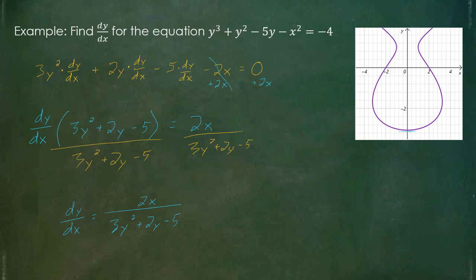If I needed to find where it was maybe vertical or undefined, that would probably be at this point right here and this point right here.